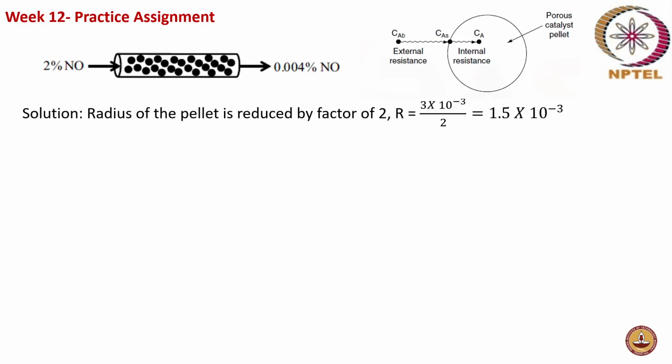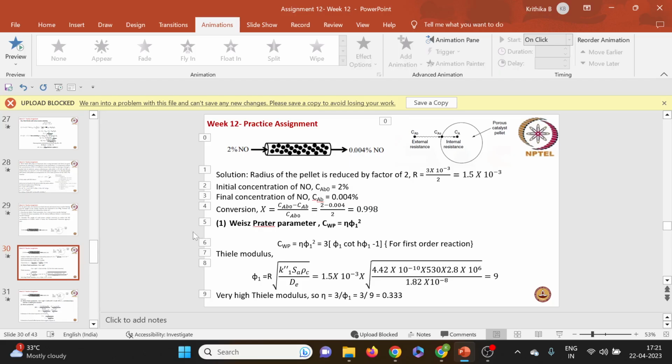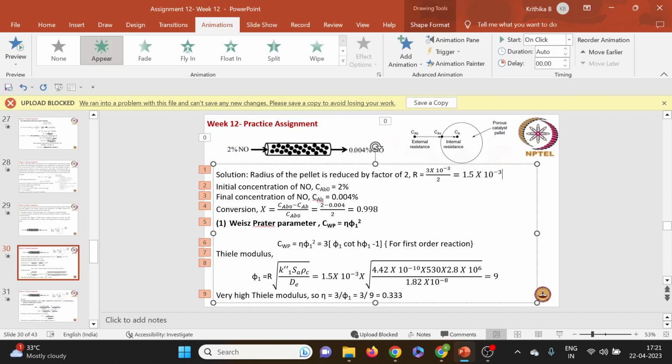Okay, now we have to start with the solution. We have solved a very similar problem in week 6 for the original radius of 3 × 10^-3 meter. Now here in this case, we have to see what happens when the radius is reduced by a factor of 2. That means the radius is halved. So the radius of the pellet is reduced by a factor of 2. So R is equal to 3 × 10^-3 divided by 2, that is 1.5 × 10^-3 meter. Sorry, I missed the unit here. It's meter.